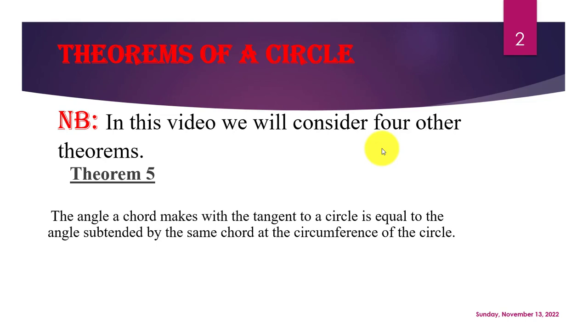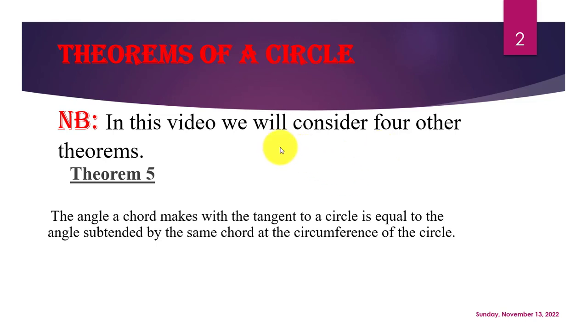We already know the meaning of chord. We said that a chord is a line segment which ends touch the circumference of the circle. So any line drawn that has its endpoints touching the circumference of the circle is termed as a chord.